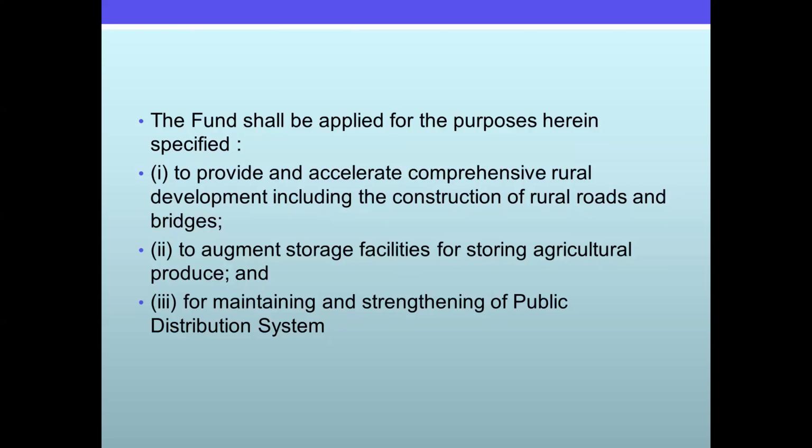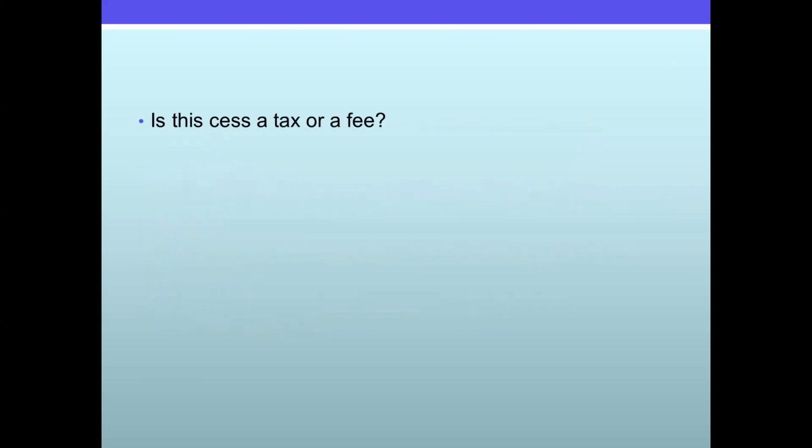Who will be paying this cess? The traders and the individuals who are into rice milling, whenever they go and purchase the goods, which is the rice and other ingredients required, will be subjected to 5% cess. Is this a tax or a fee?